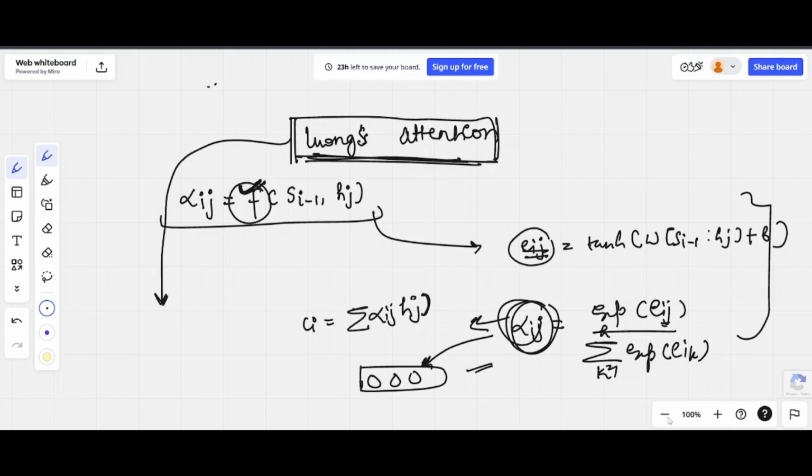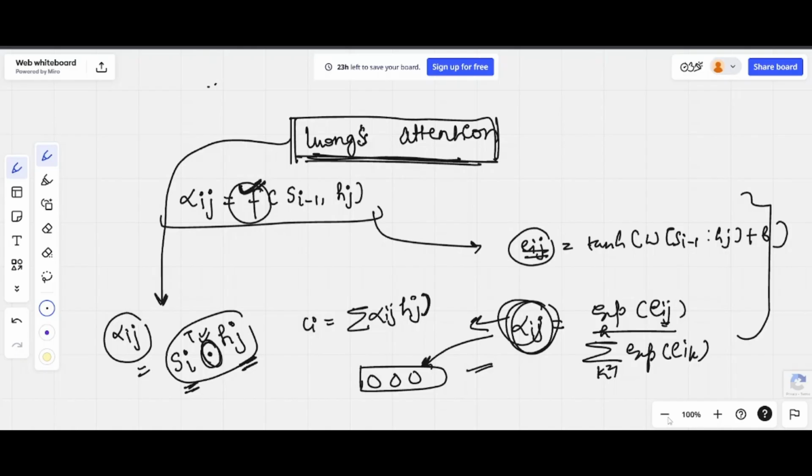It completely changed the scenario by saying that in order to find out alpha_ij, just find out what is the dot product between our s_i and our h_j. Now you would say, what really happened? Why dot product? So to understand this, think of it this way: what does the dot product tell you? It tells you how similar these two vectors are, how much aligned these two vectors are, right?